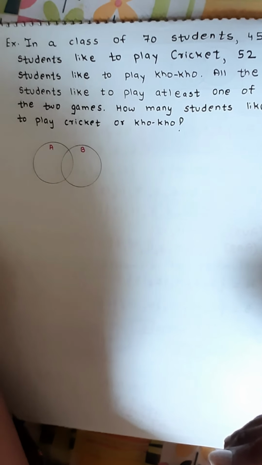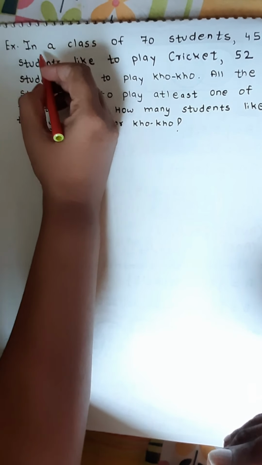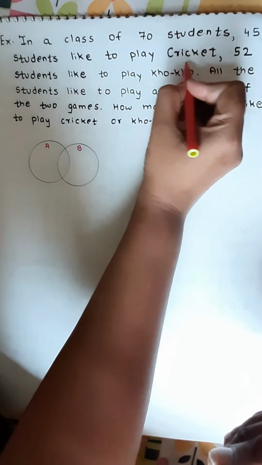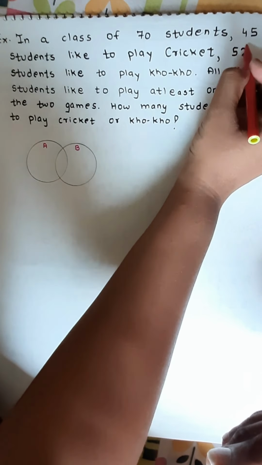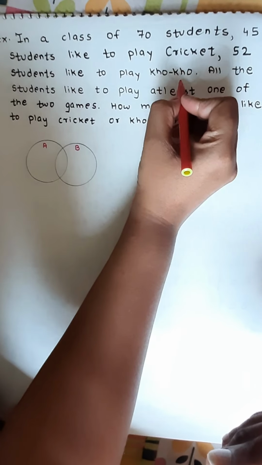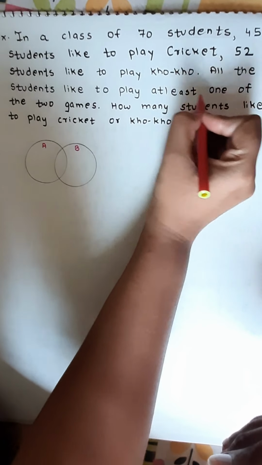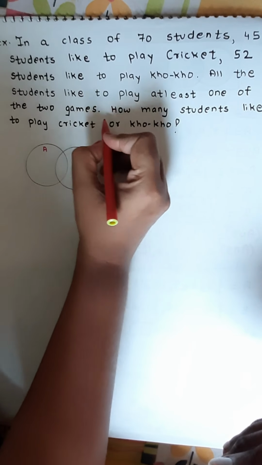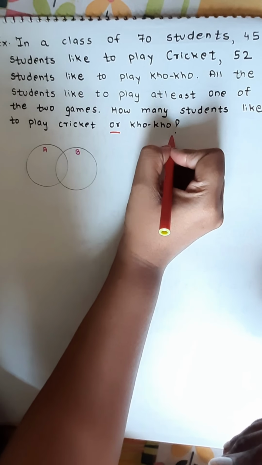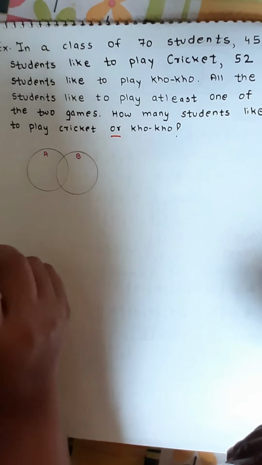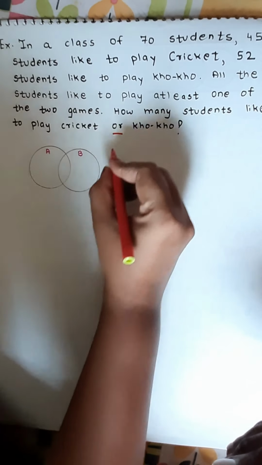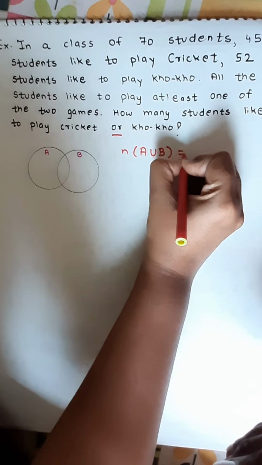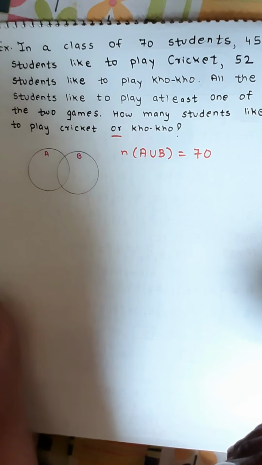Now there are word problems related to the sums. So it is related to the concept. In a class of 70 students, 45 students like to play cricket. Okay. 52 students like to play Kho-Kho. All the students like to play at least one of the 2 games. How many students like to play cricket or Kho-Kho? Okay. So there are total 70 students. So what you can write is n of A union B is equal to 70 total.